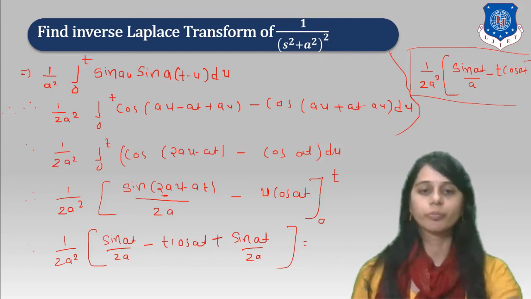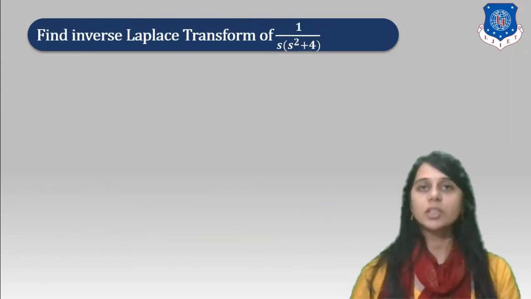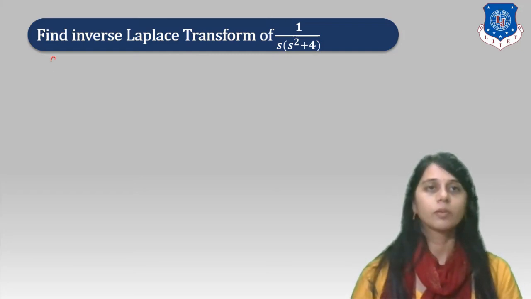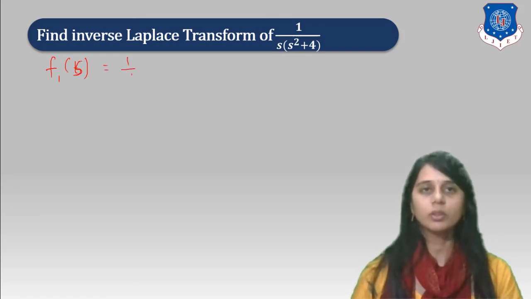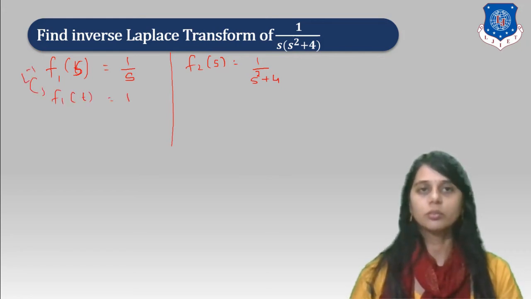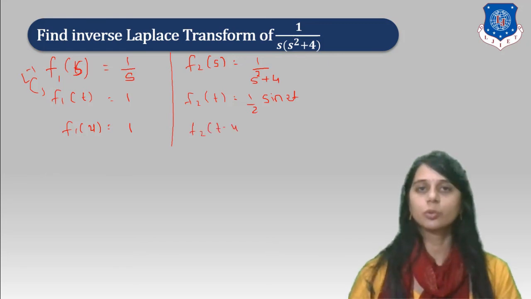So this is the convolution theorem. Next example: find the inverse Laplace transform of 1 upon s(s square plus 4). F1(s) is 1 upon s, and F2(s) is 1 upon s square plus 4. Now find the inverses: f1(t) is 1, and f2(t) is 1 by 2 sin 2t. As per the formula, we take f1(u) as 1 and f2(t minus u), that means 1 upon 2 sin 2(t minus u).